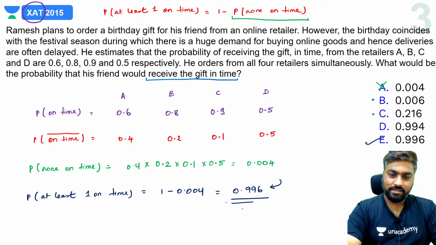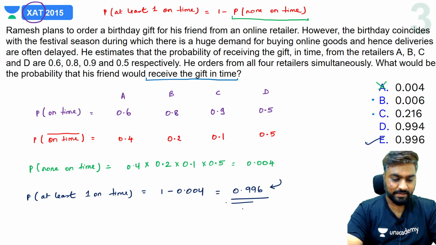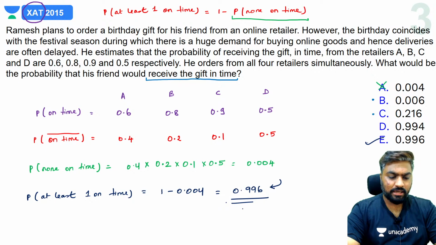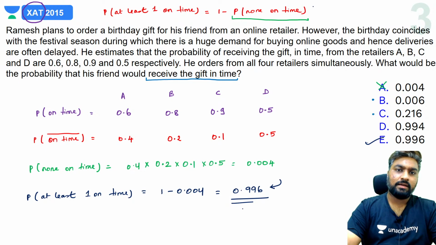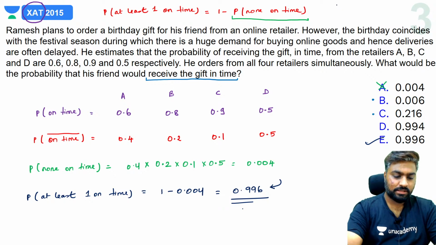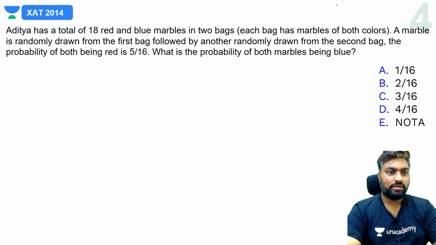सो वेरी गुड. ऑप्शन ई. यस. प्रिंस आज कोई कॉन्सेप्ट नहीं हुआ था, परसों हुआ था ऑन कंडीशनल प्रोबेबिलिटी. ठीक है. चलो नेक्स्ट क्वेश्चन.